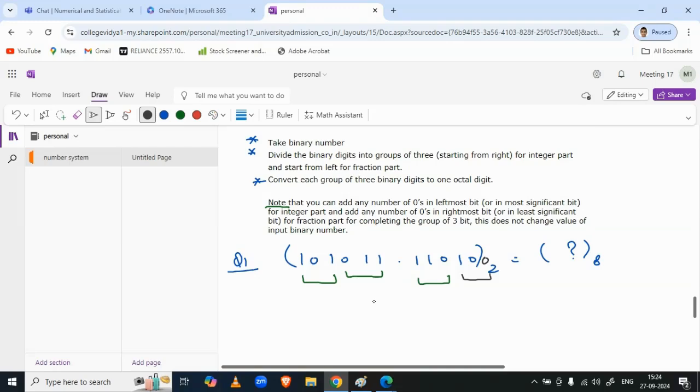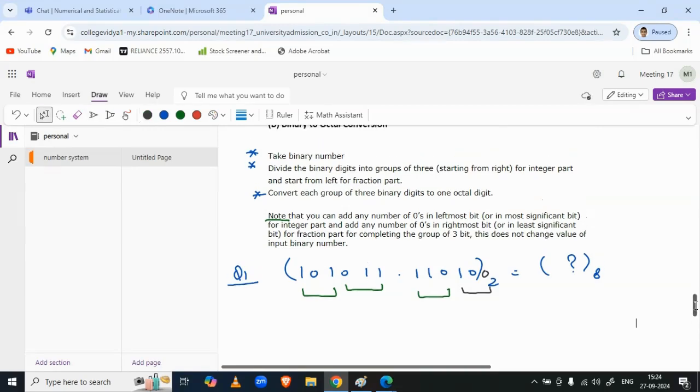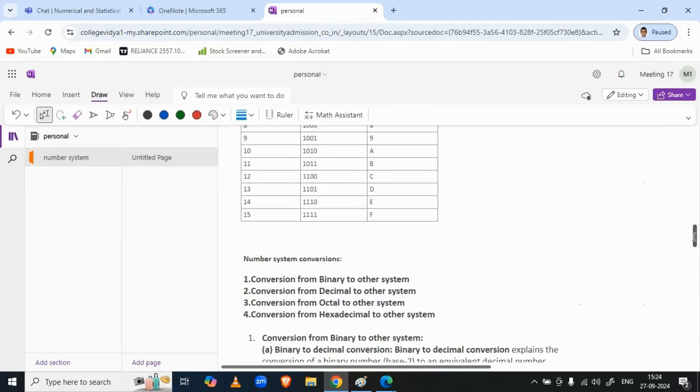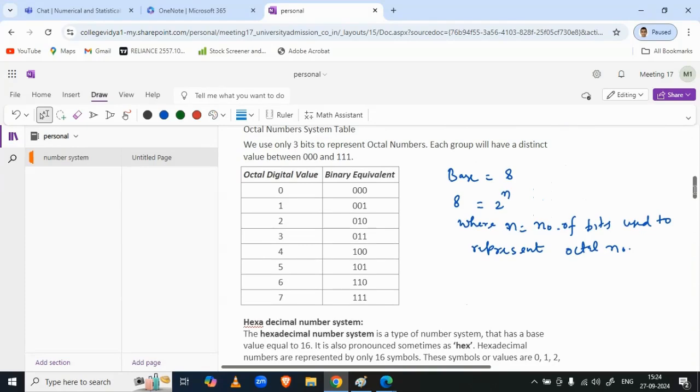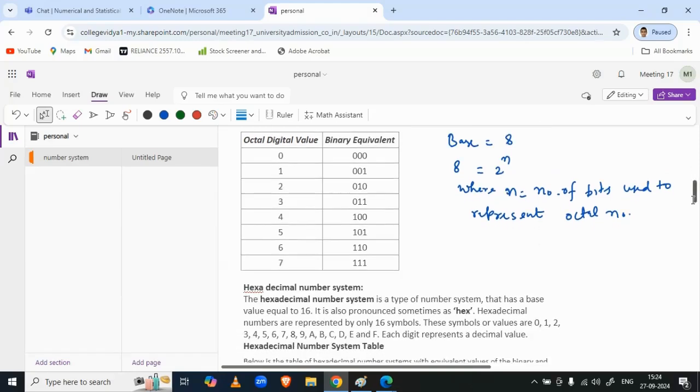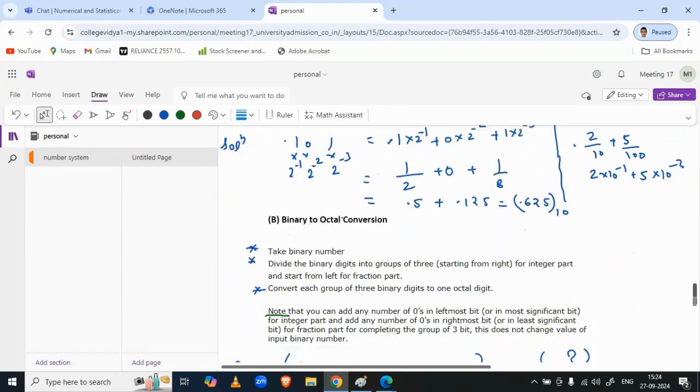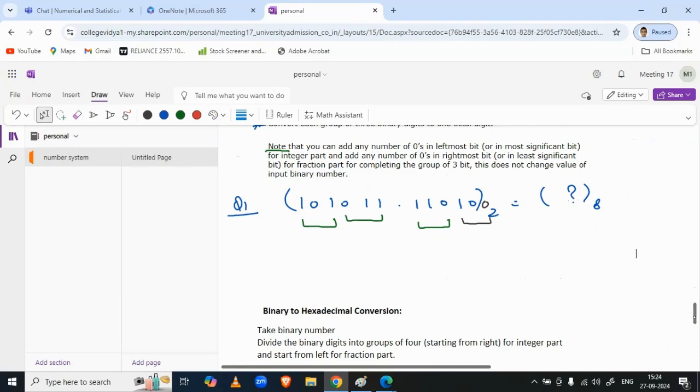Now we will write the binary equivalent of these groups. This is the table as shown in the figure previously. By this we can get the octal value from the binary equivalent. So 101 means 5, 011 means 3, point, 110 means 6, 100 means 4, 100 means 4. So this is the octal equivalent of the given binary number.